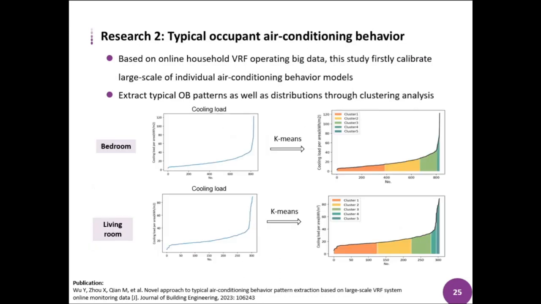So here we got a very large scale of occupant behavior for air conditioning usage, using the online operation big data, and also checked the typical occupant behavior as well as distribution. Then we used K-means clustering to get 5 typical persons and their energy usage.